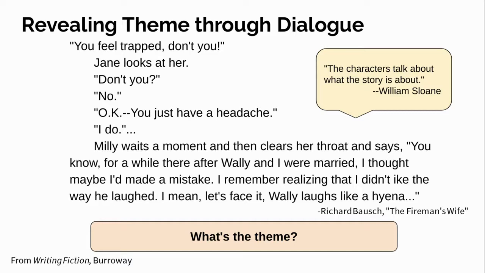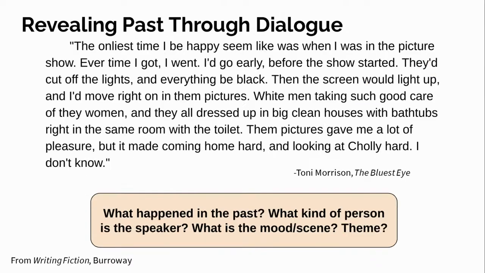Okay. So what's the theme here? What the characters talk about is what the story is about. So clearly the story might have something to do with a relationship and someone trying to figure out what they're willing to tolerate and what they're not willing to tolerate. Okay. You can reveal the past through dialogue.